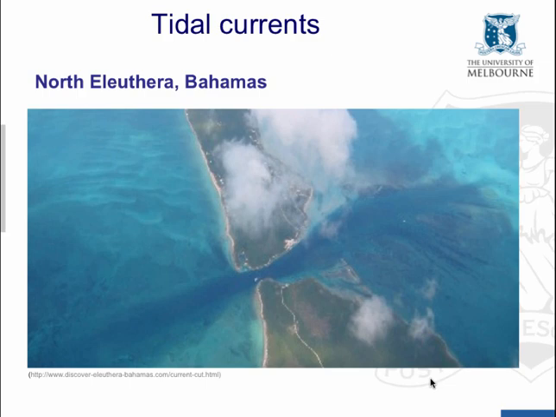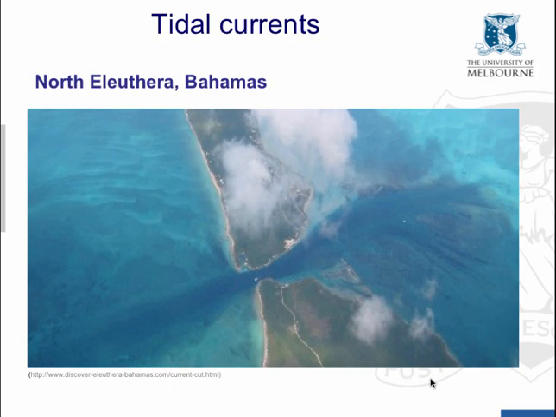So associated with these changes in water level with tide are currents. If the water level goes up in one place and goes down in another place, there must be a current of water between those two places to produce that change. And so that's referred to as a tidal current.